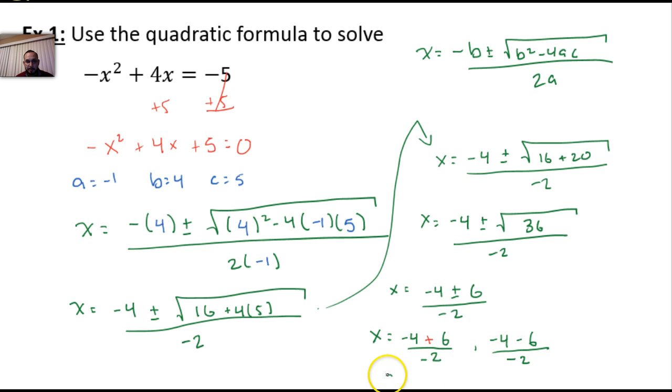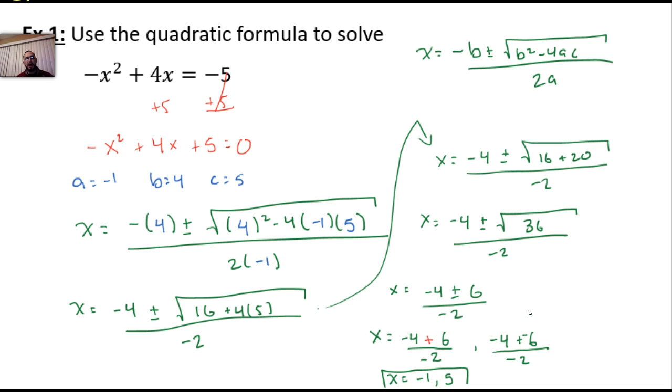So my last line should be -4 plus 6, which is just 2 over -2, which we get -1. And we're going to add the opposite here. We get -10 over -2, which is +5. So my two roots actually come up to be -1 and +5. That's our very first example.